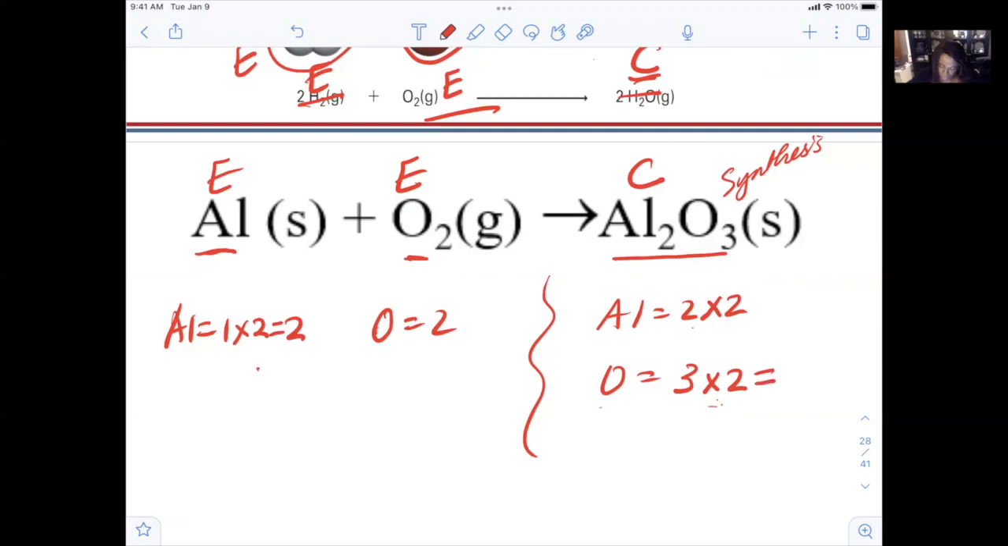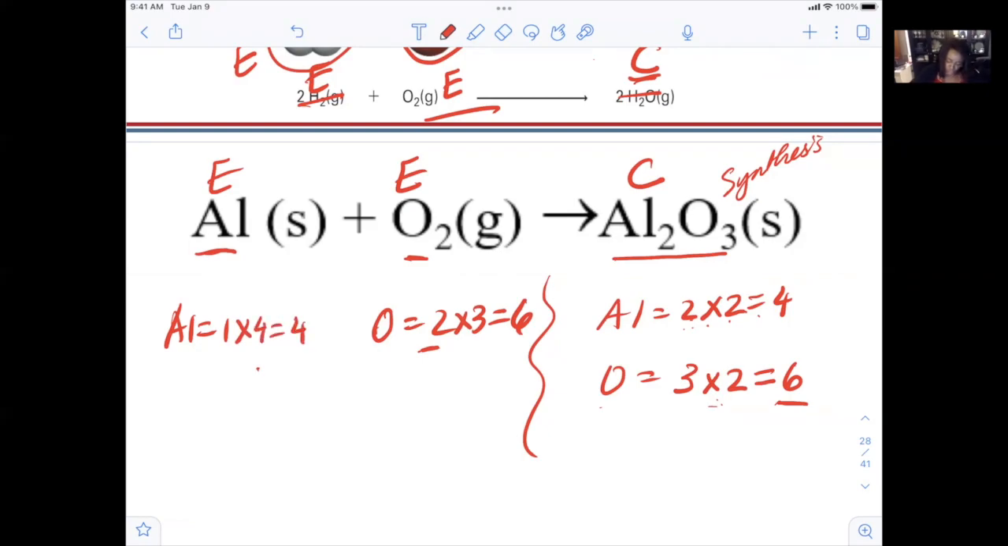Okay, let's double this. We get 6. We double that. We get 4. Let me deal with oxygen first. I have 6 here. To make this oxygen 6, multiply by 3, and I got 6 here. Okay. Now aluminum. Aluminum is 2 times 2 to get 4. I have to go back here. Sometimes you have to go back and change what you thought you already balanced. It happens. Times 4 to make 4.